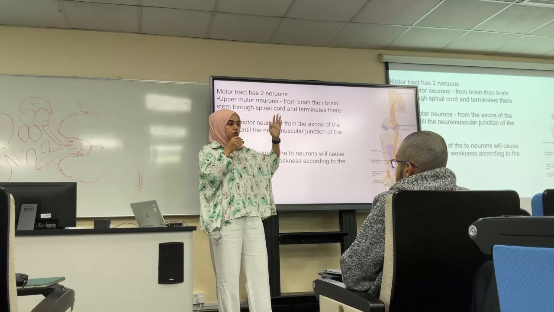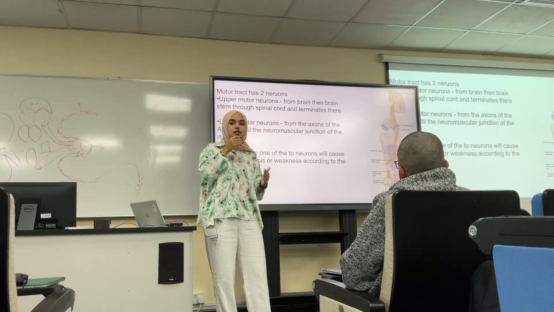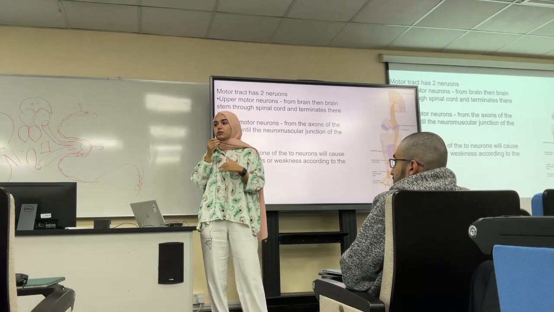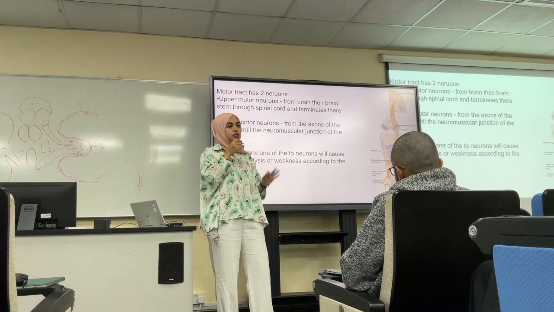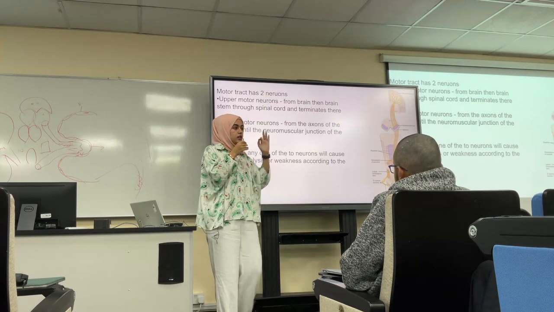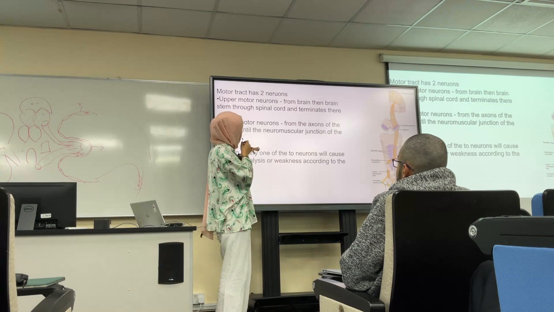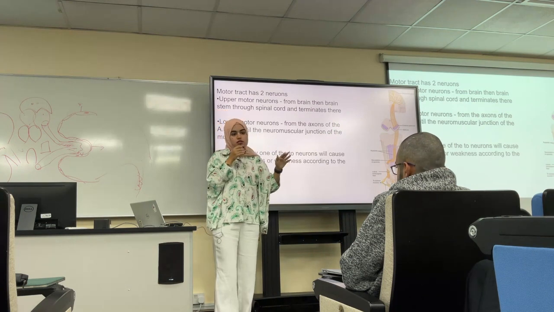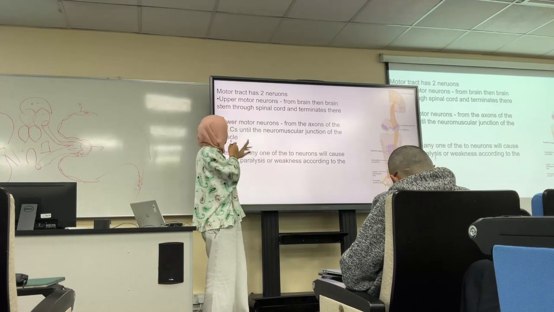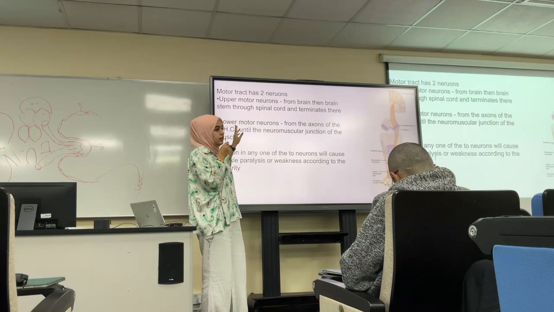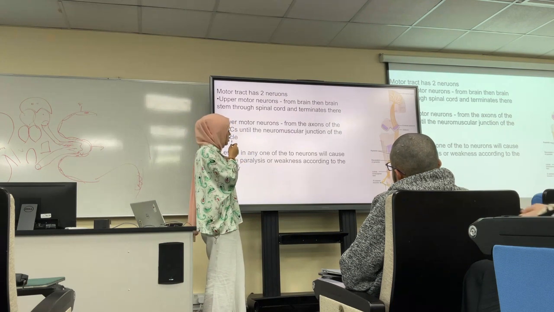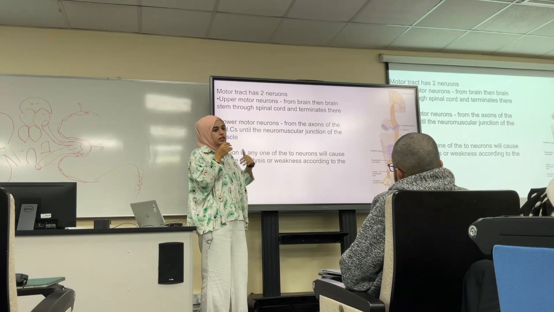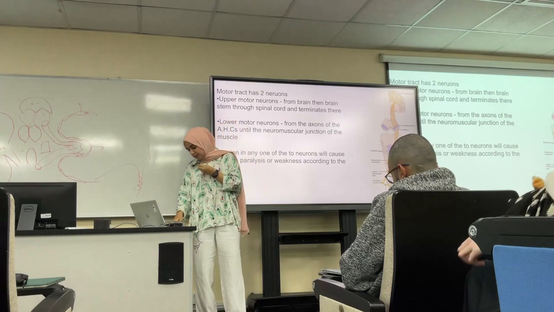Now, since this lecture is about motor tracts, they are basically made of just two neurons, the upper neuron and the lower neuron. Why is this important? Because once you come to the sensory tracts, we have three neurons, or three synapses. For the motor tracts, we're going to talk about two things: first the upper motor and then the lower motor. And a lesion in the upper or the lower, as you know, is going to differ clinically.